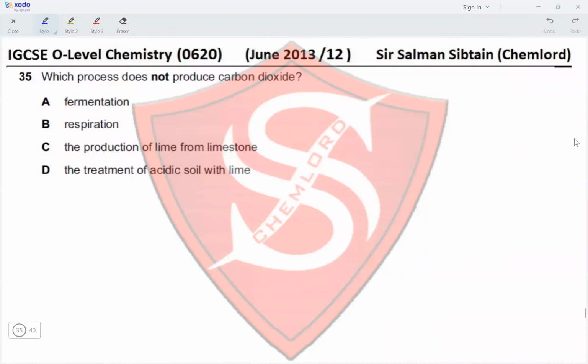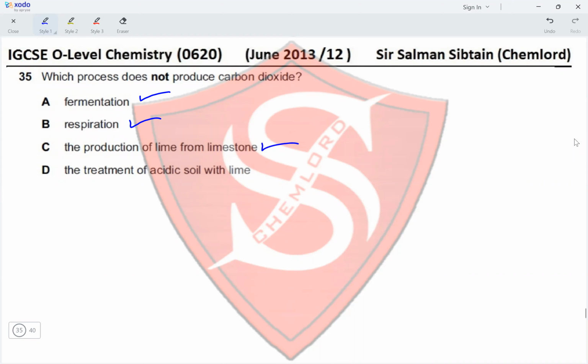Question 35. Which process does not produce carbon dioxide? Fermentation of sugar produces ethanol and carbon dioxide. Respiration produces carbon dioxide and water. The production of lime from limestone is basically calcium carbonate being thermally decomposed to produce calcium oxide and carbon dioxide.